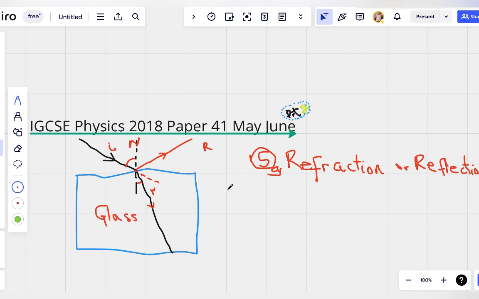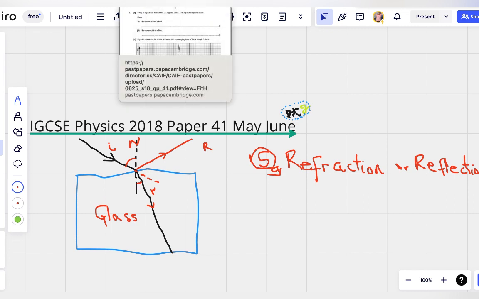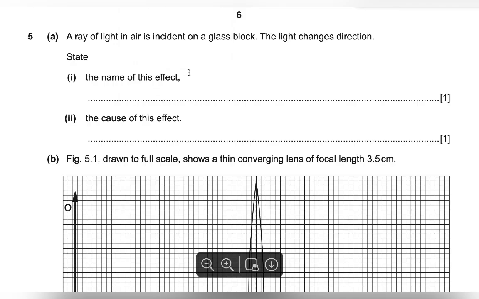Okay, so that's the first approach to the first question. Now let's see the next question. The second one is the cause of the effect. What's the cause of the effect? What causes the refraction or the reflection? What causes it?